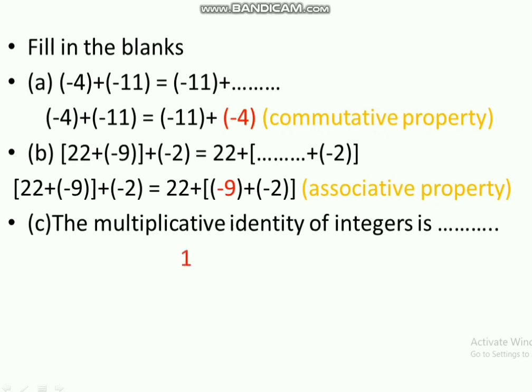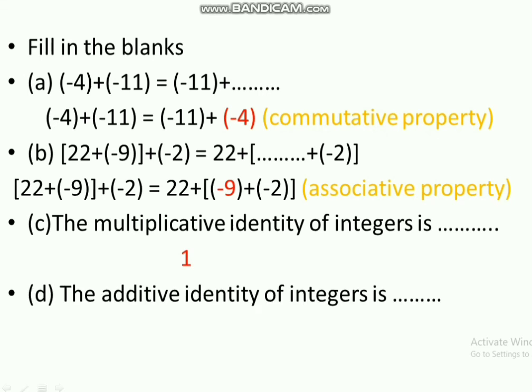The last question is the additive identity of the integers is dash. Whenever we add 0 to any integer, we get the same integer. That's why we consider 0 as the additive identity. So here the answer is 0.